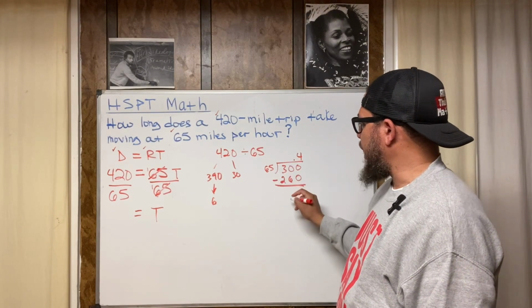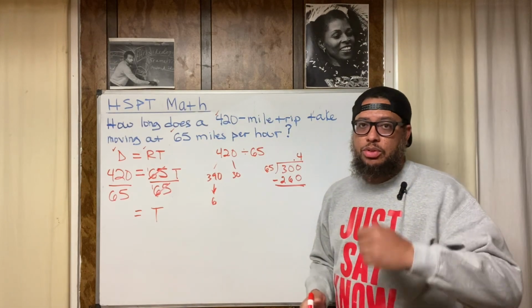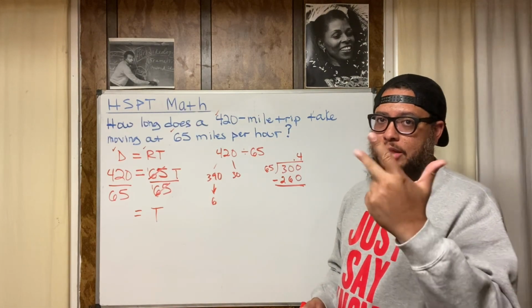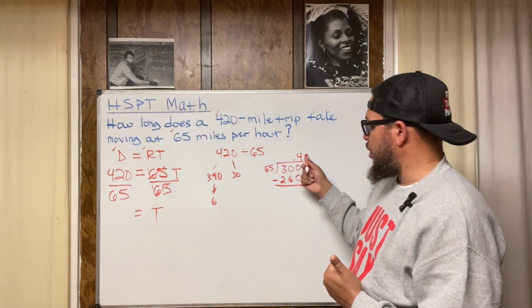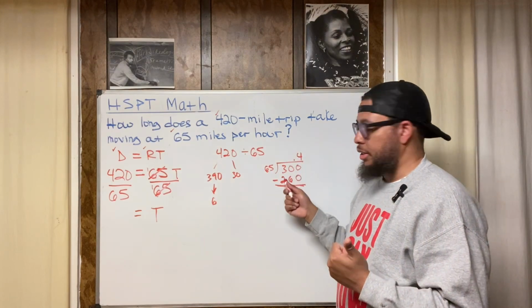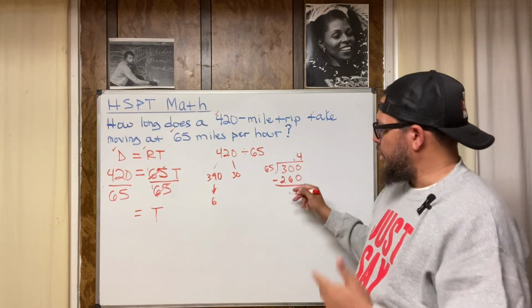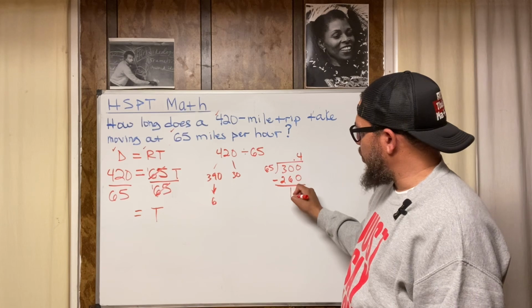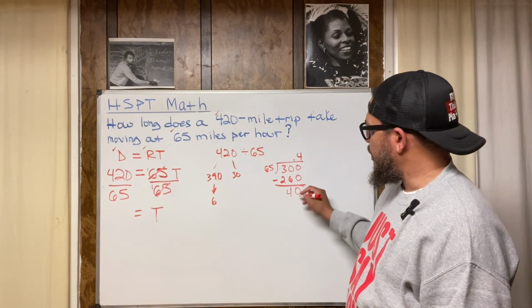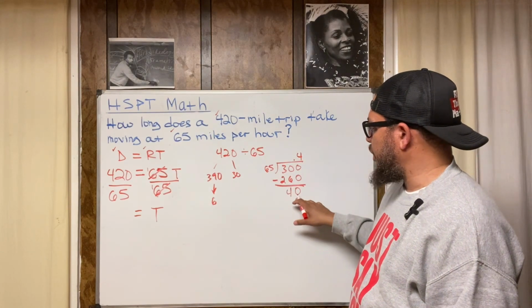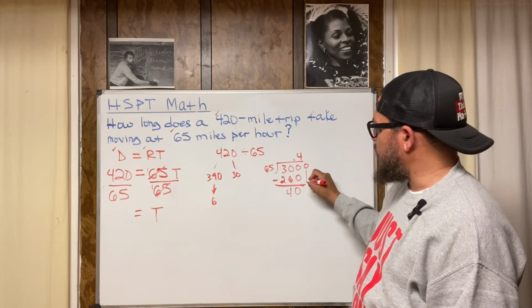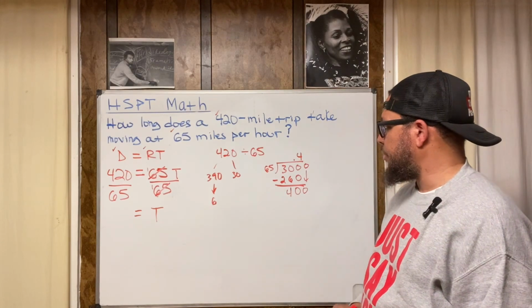And then we're going to put our subtraction sign, because in long division, we do DMS: divide, multiply, subtract. So we divided to get the 4. We multiplied to get the 260. Now we're about to subtract. 300 minus 260 is going to be 40, right? So now 65 is too large to fit into 40. So we're going to attach another 0 just to bring it down. Now we've got 400. All right.